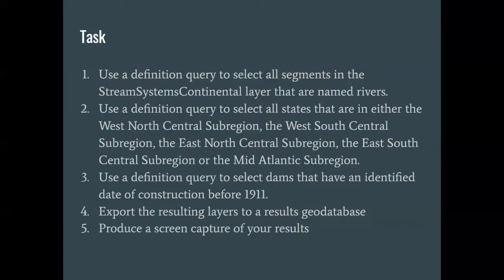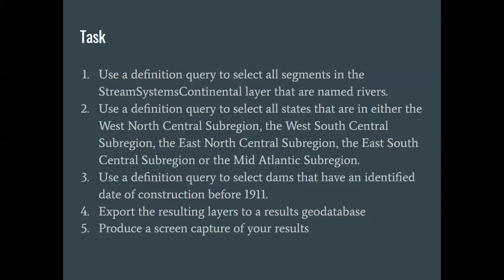The first of which is to select the stream segments that are named rivers. So in other words, they have to have river at the end of their name. And then we're going to select a subset of states based on the field that is subregion, and we're going to be looking for the west north central, the west south central, the east north central, east south central, and then the mid-Atlantic. And then lastly, we're going to be looking for dams that have an identified construction date before 1911. Once we're done with that, we're going to export all those, so we're going to make them permanent.